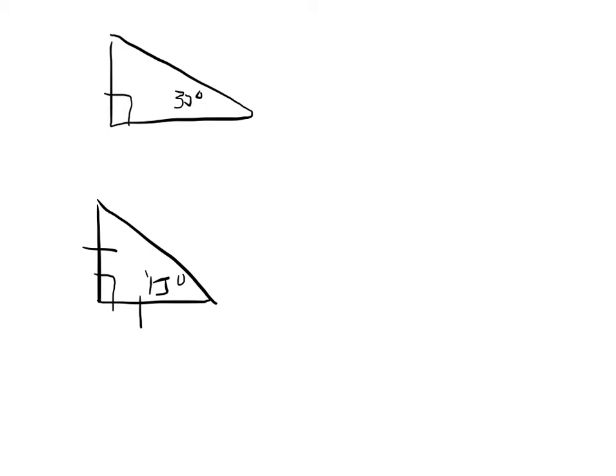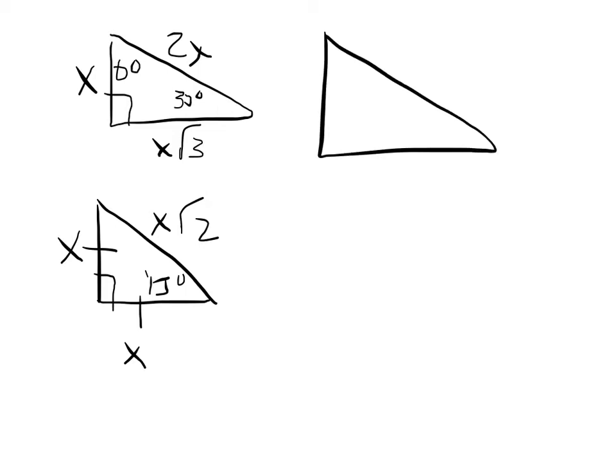For the 30, 60, 90, we knew that opposite the 30 was x, opposite the 60 is x root 3, and opposite the 90 is 2x. And for the 45, 45, 90, I have x, x, and x root 2. So if I look at ratios of corresponding sides, I would have another 30, 60, 90 triangle, which would have sides of, say, 4, 4 root 3, and 8.